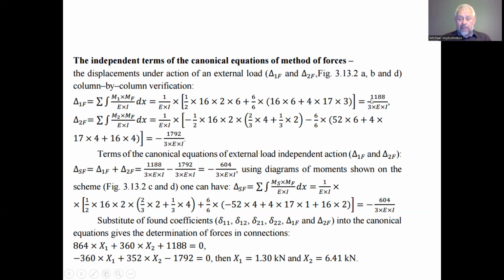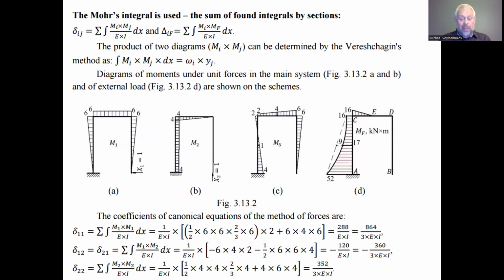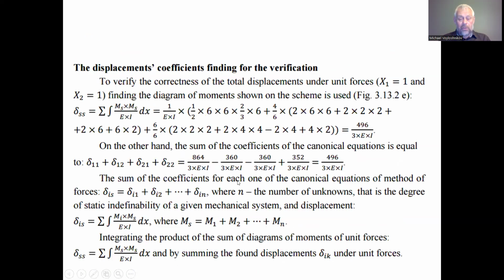is equal to the fraction 1188 divided by 3 by EI. Next, the displacement in the direction of the second force, the second force upward, applied to point B, under the action of the external load. So we have to multiply the diagram of the bending moment under the action of the external force by the diagram of the bending moment under the action of the unit force in the direction of the second force X2.